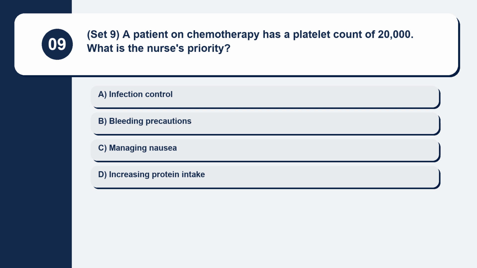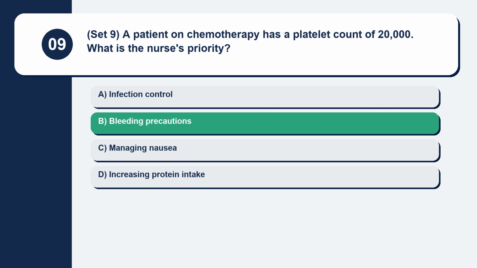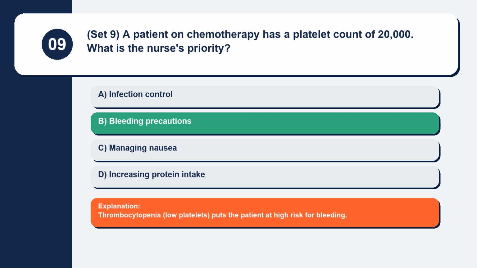Question 9. Set 9. A patient on chemotherapy has a platelet count of 20,000. What is the nurse's priority? Infection control, bleeding precautions, managing nausea, increasing protein intake. Thrombocytopenia, low platelets, puts the patient at high risk for bleeding.